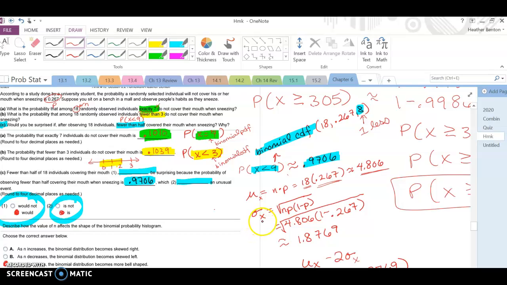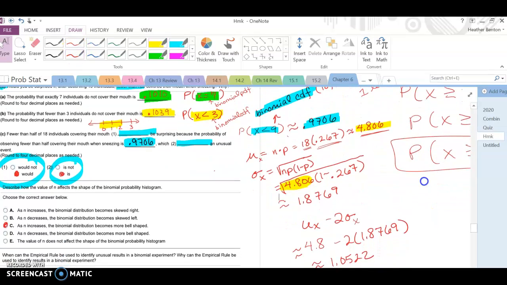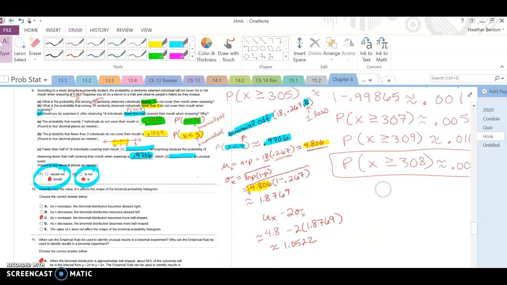Then the standard deviation is the square root of the number of trials times the probability, which we just found, that's 4.806, so I just put that back in there, times 1 minus the probability, so 1 minus 0.267, and then all of that square rooted, which came out to 1.8769. Okay, so now we have our standard deviation, now we have our mean, so now we need to look for 2 standard deviations away. Where does that land me?